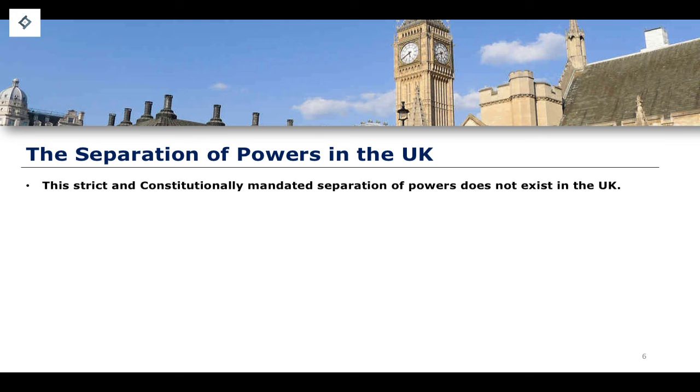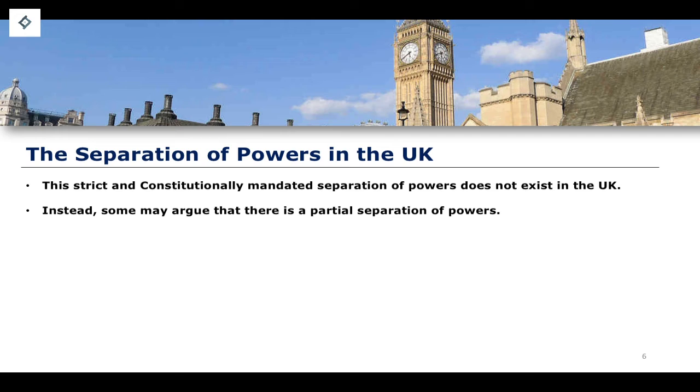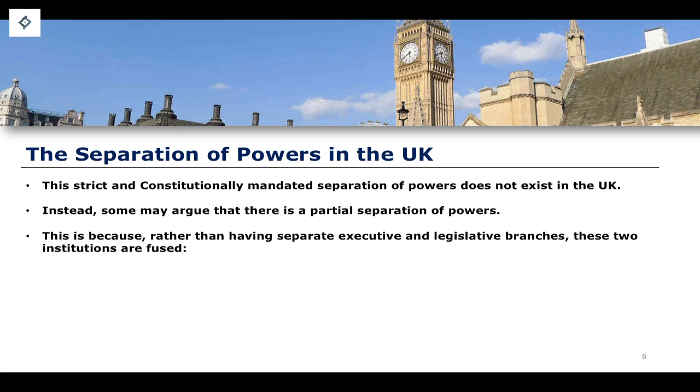This strict and constitutionally mandated separation of powers, however, does not exist when we apply our principles to the United Kingdom. One of the reasons why is because we have an uncodified constitution. We don't have a specific document which outlines the exact ways in which the different branches of government have relationships with each other. Instead, we have what is sometimes described as a partial separation of powers.